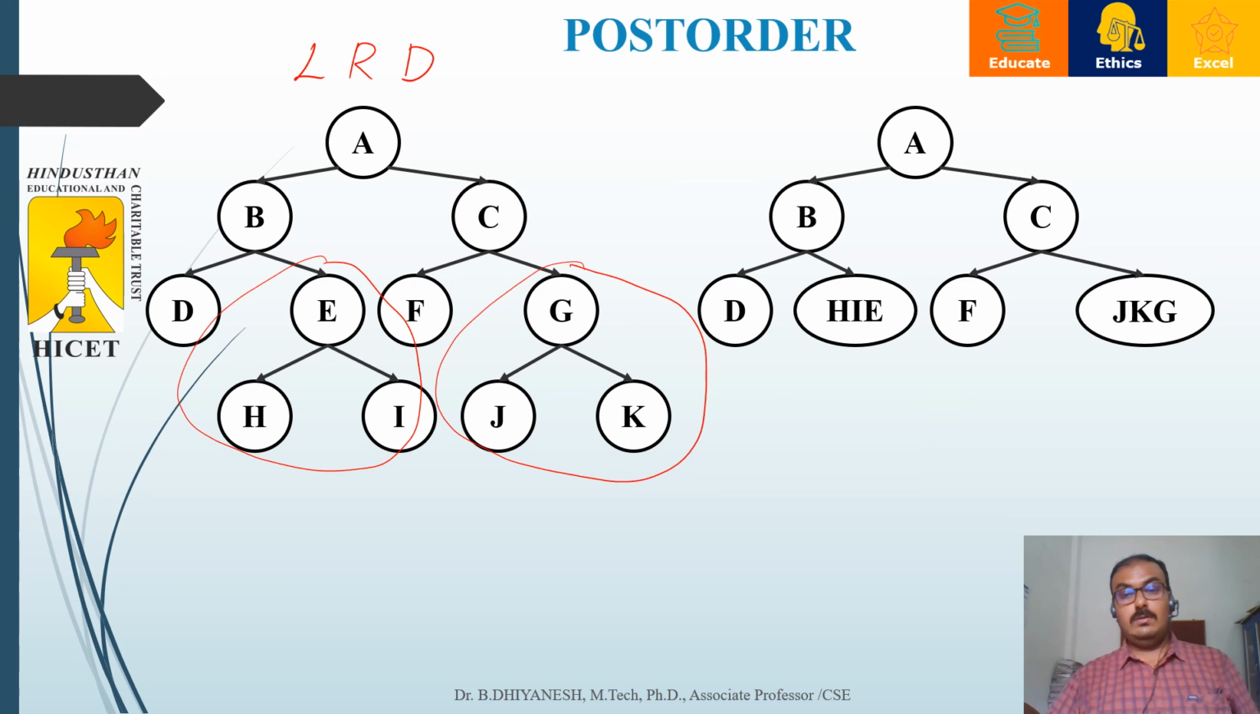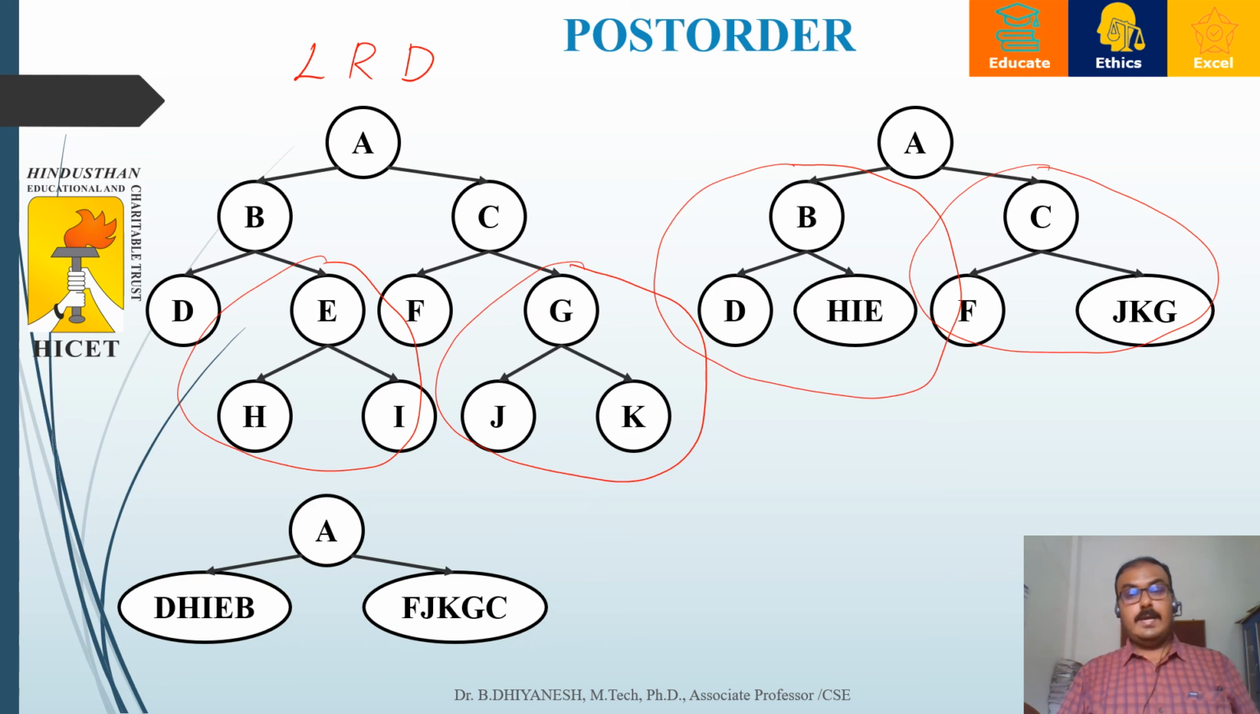Next we need to solve these subtrees, this one and this one. So the left hand side is D, the right hand side is H I E, and the root node is B. So D, H I E, B. And for this subtree, the left hand side is F, the right hand side is J, K, G, and the root node is C. So F, J, K, G, C. Let's look at the answer: D, H I E, B, F, J, K, G, C.